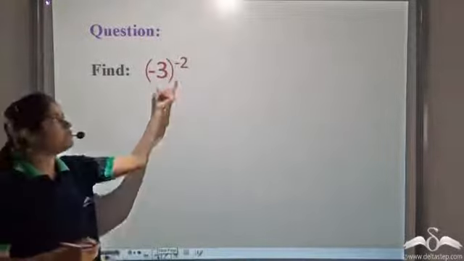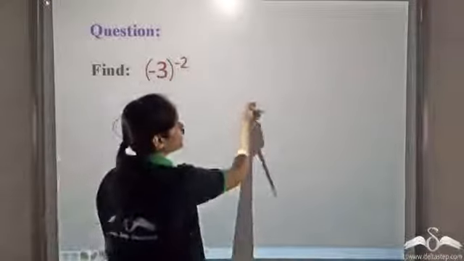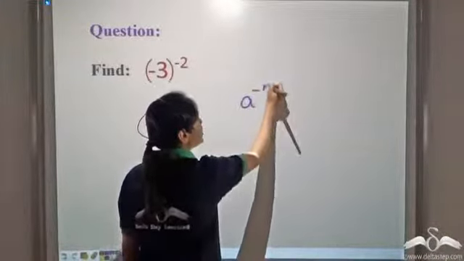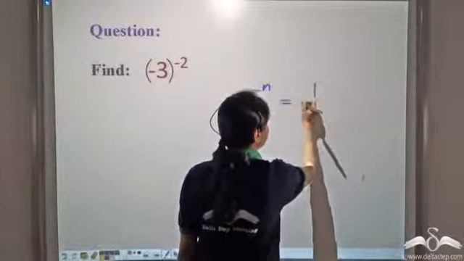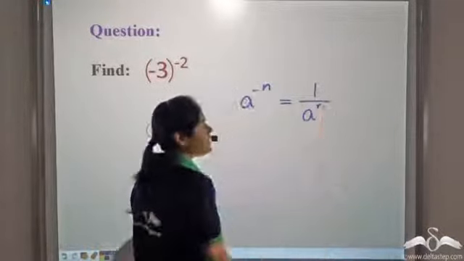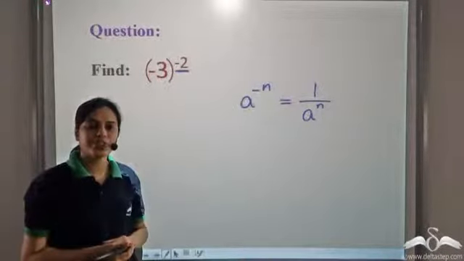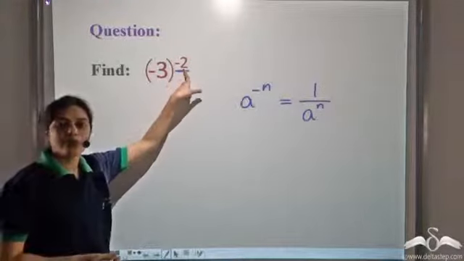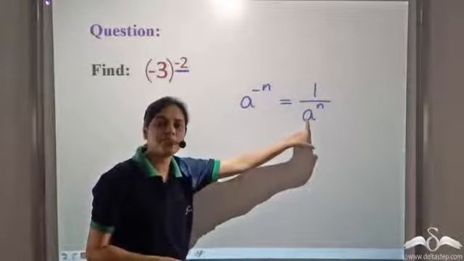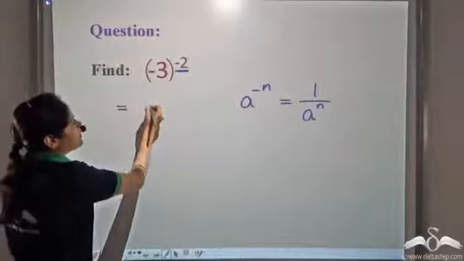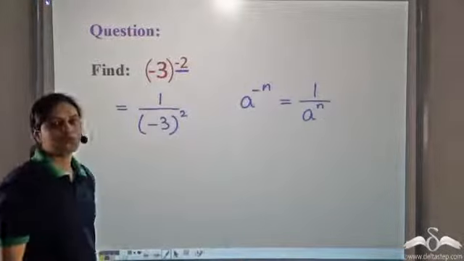Now can you find the value of this exponential? Well, we have learned that if we have an exponential in the form of a to the power negative n, we can write it as 1 divided by a to the power n. We see that we have a negative here in the exponent. So our aim is to make it positive. How can we make it positive? By taking it to the denominator in this manner. So we write it as 1 divided by negative 3 to the power 2.